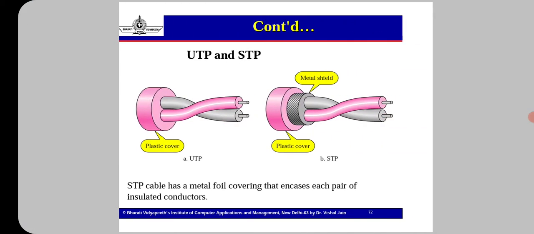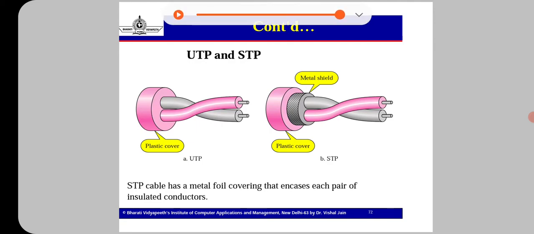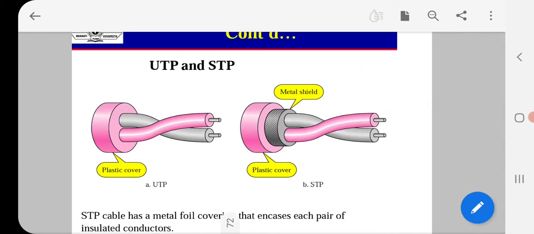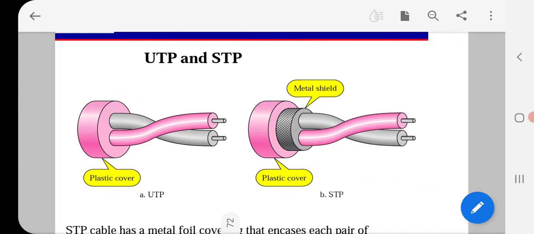Again, twisted pair cables come in different types or categories. First one is called UTP and second one is called STP. What is UTP and STP?